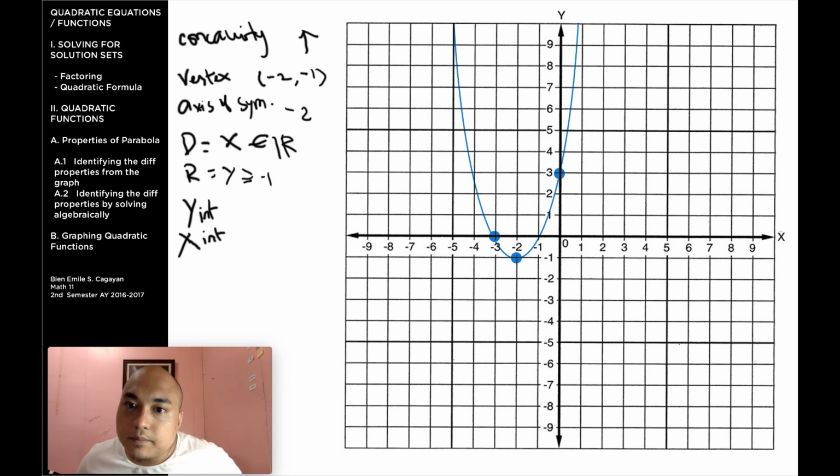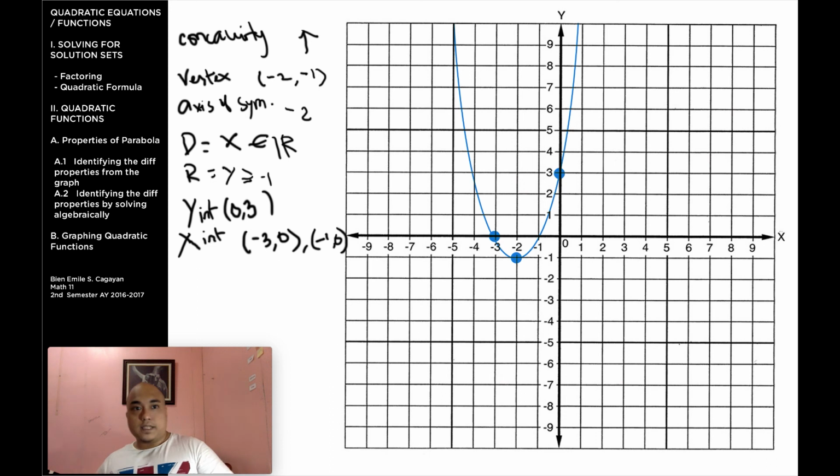For the y-intercept, the first time it reaches the y-axis is at 3. The x-intercepts are -3 and -1. So you can see it's very easy. Once you have the parabola there, you just have to know what the properties are, and once you know them, just list them down, list the points, and it's quite easy.